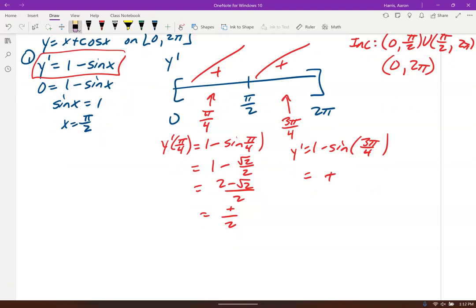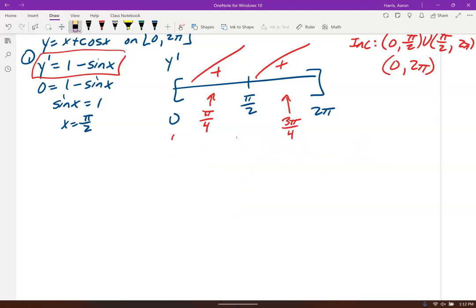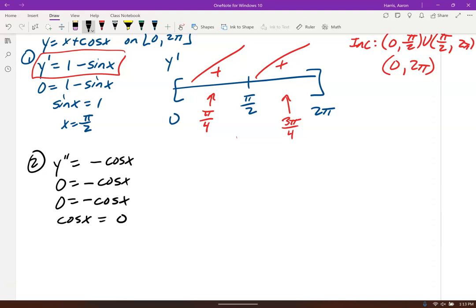So number 2 here, let me get this out of the way. All right, second derivative. Derivative 1 is 0 minus derivative sine is cosine. So y double prime is negative cosine. Well, where's this undefined? It's not. Where is the double prime equal to 0? Divide both sides by negative 1. Cosine of what is 0?